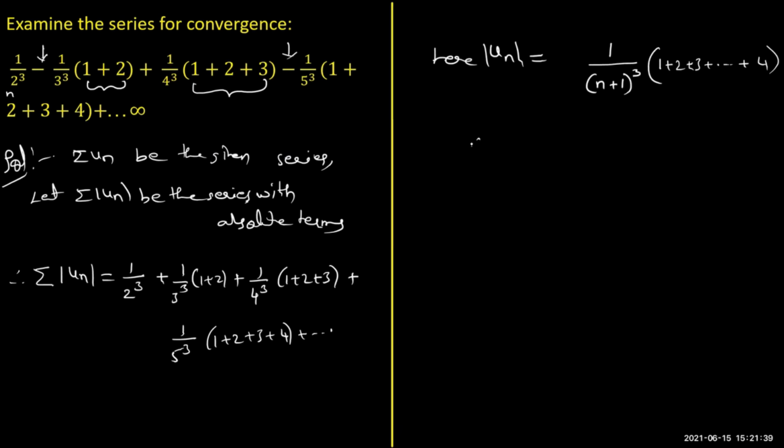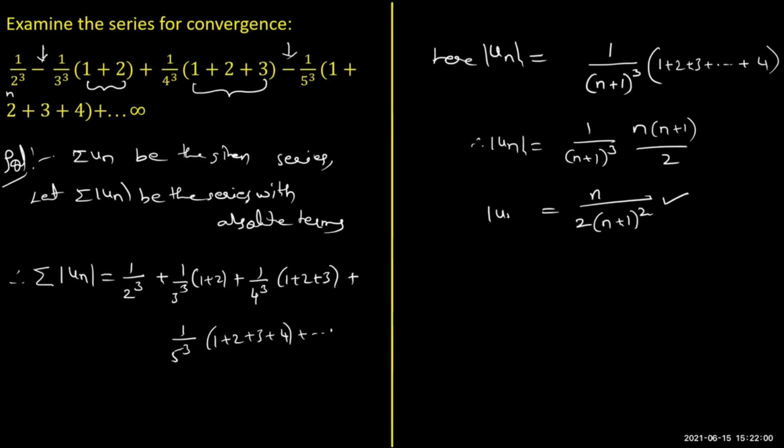So you can understand, mod un will be 1 by (n plus 1) whole cube, which remains as it is. And the sum of the first n natural numbers is n into (n plus 1) by 2. So the (n plus 1) can be cancelled out, and we'll get n divided by 2 into (n plus 1) whole square. So this is the nth term mod un in the positive term series.